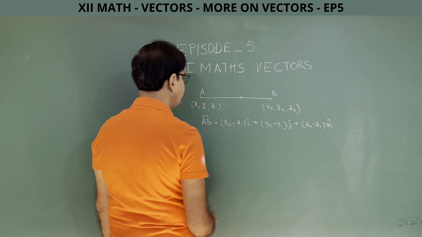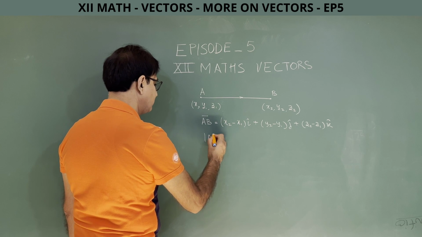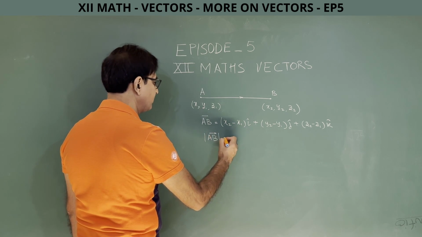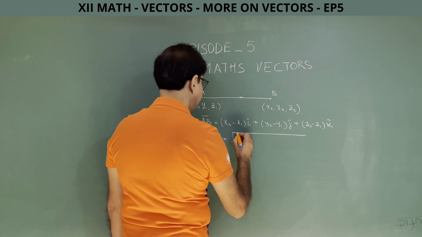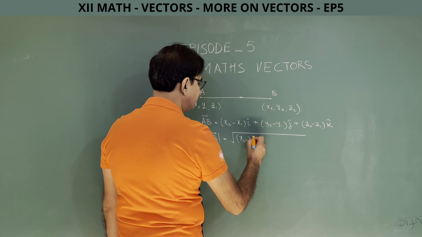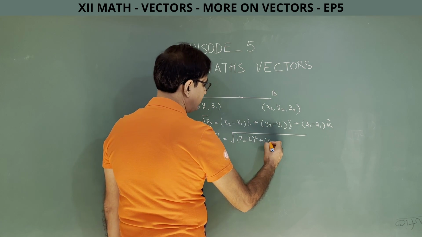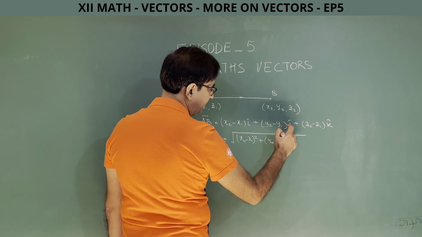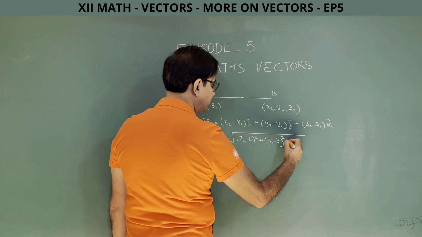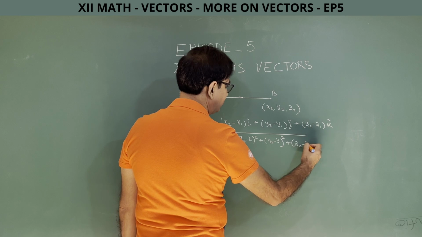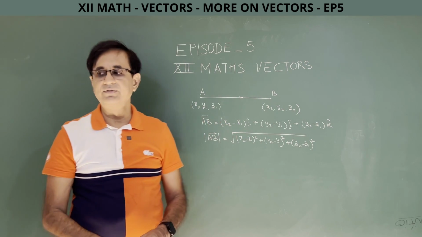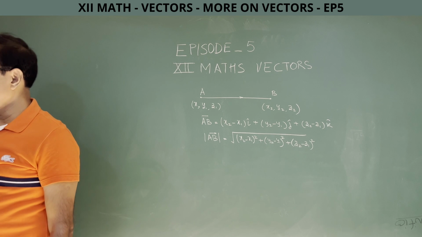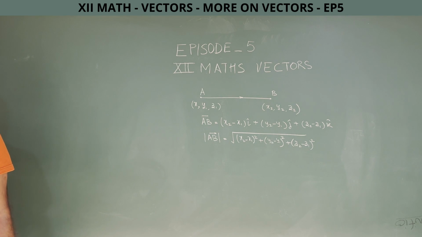So we did in the last class this formula. We even derived this formula. What is the magnitude of vector AB? It is the square root of x2 minus x1 whole square, that is the coefficient of i, plus y2 minus y1 whole square, that is the coefficient of j, plus z2 minus z1 whole square. I speak it in the form of a poem: it is the square root of the sum of the squares of the coefficients of i's, j's and k's.